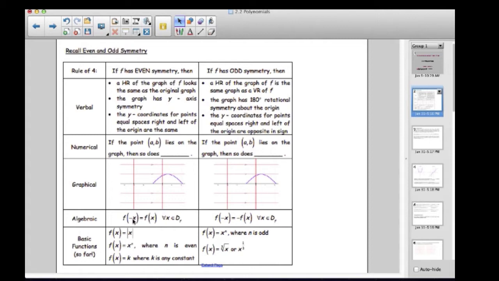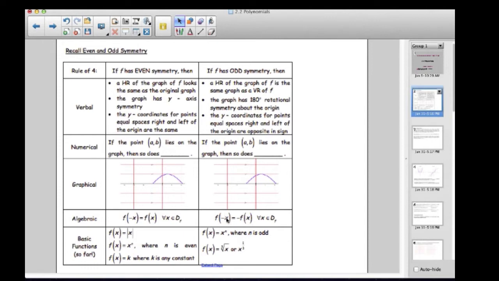Algebraically, this translates into the notation f of negative x, because that's a horizontal reflection to change the sign of x. And we're saying that the horizontal reflection looks the same as the original graph, so f of negative x equals f of x. If we contrast that with odd symmetry, a horizontal reflection of the graph of f is the same as a vertical reflection of f, if f has odd symmetry. Well, a horizontal reflection is still f of negative x, but a vertical reflection means to change the sign of y. So here we have negative times f of x.